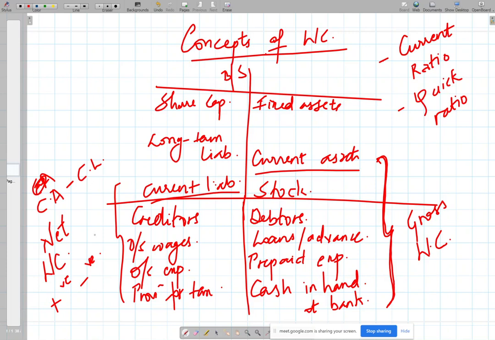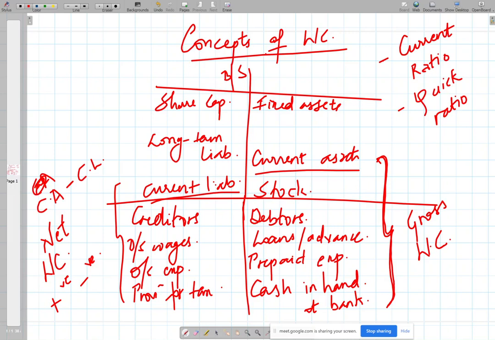Alright. So these are just two ways or methods in which we look at working capital and compute working capital. Both the methods show you the liquidity position of your business. That is, at any point of time, will you be able to pay off the debt, the current liabilities that you have in the business.